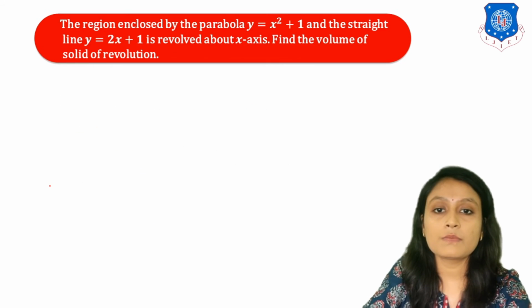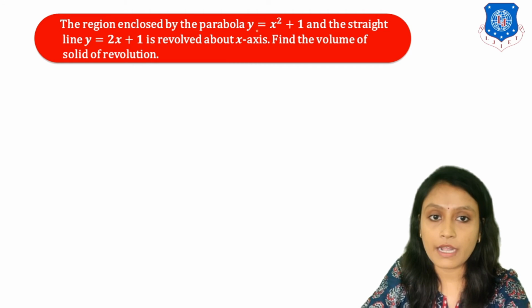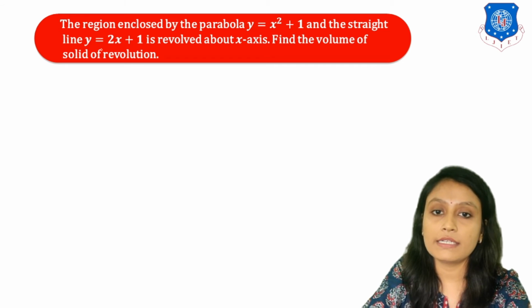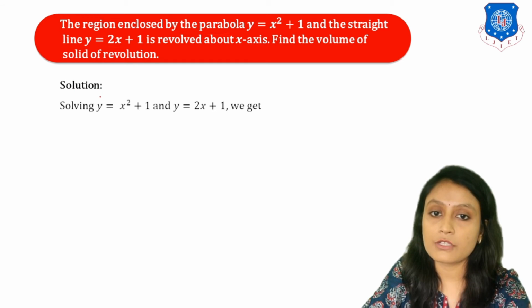Now let's begin with the example. The region enclosed by the parabola y equals x square plus 1 and the straight line y equals 2x plus 1 is revolved about the x-axis. So we have two curves, one is a parabola and another is a line, and it is revolved around the x-axis. We have to find the volume of the solid of revolution. So let's begin with the solution.